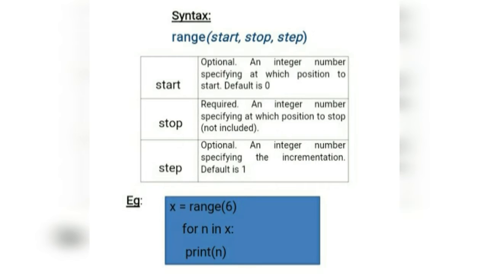Here I have taken an example where x is equal to range 6, as the required parameter is stop. Here I have given x is equal to range 6. That means x is the variable used in the for loop. Now here I have taken range 6. That means it will by default start from 0 and go till 5, not including 6, and it will print from 0 to 5 one by one, as I have included a print n. Okay, this is the syntax and meaning of each parameter.